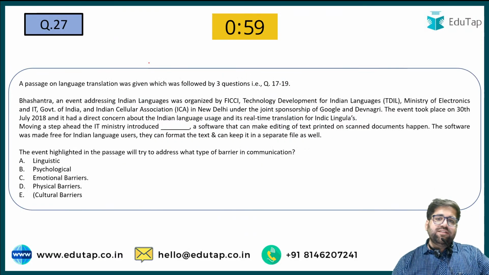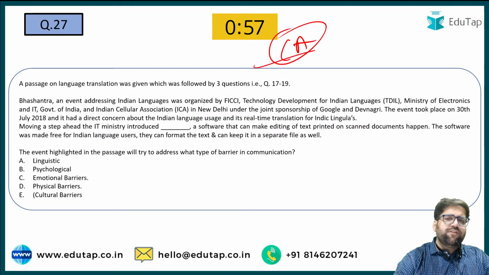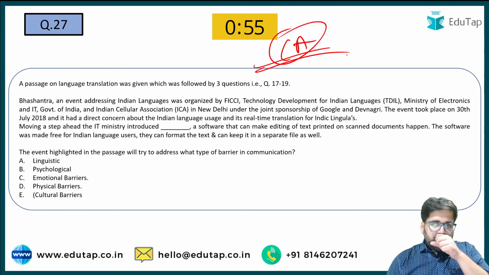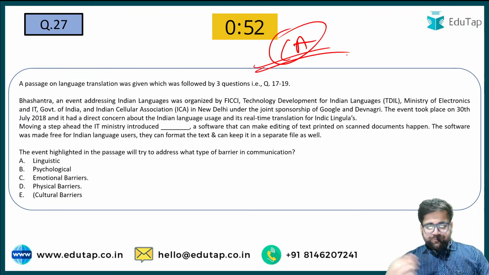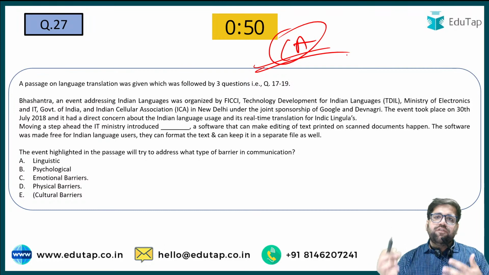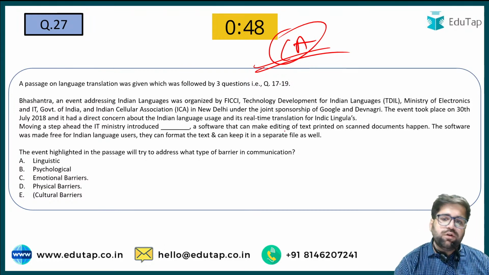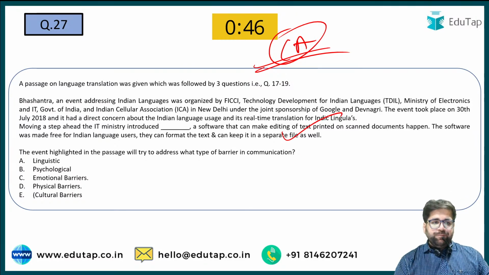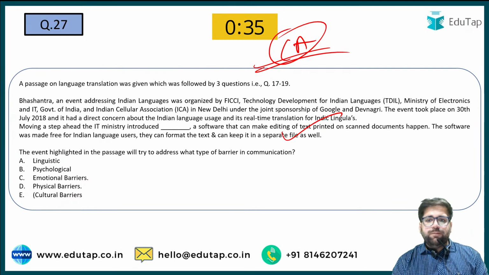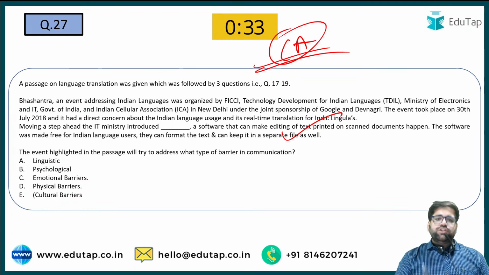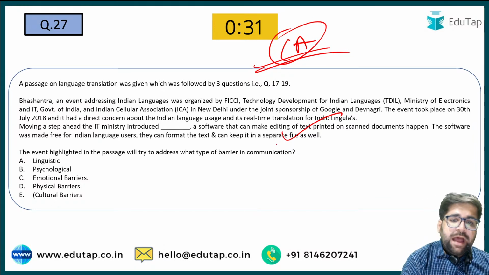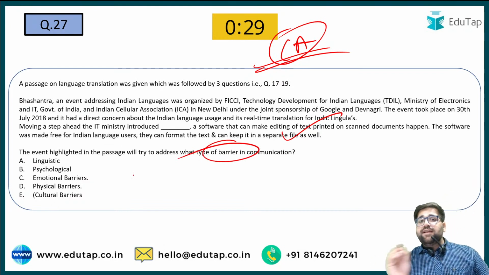Question number 27. This has been clearly based on your current affairs. So even if you are linking your different current affairs to the static part, this question could have been solved easily. You just have to understand what the passage is talking about. Bhasha Sangam is an event. This question is talking about a certain type of barriers. We have just discussed barriers in the one marker as well.